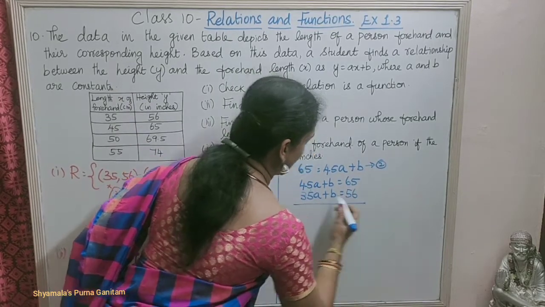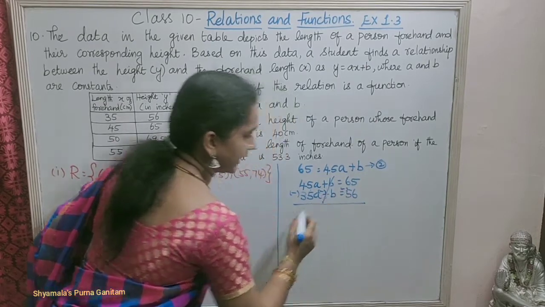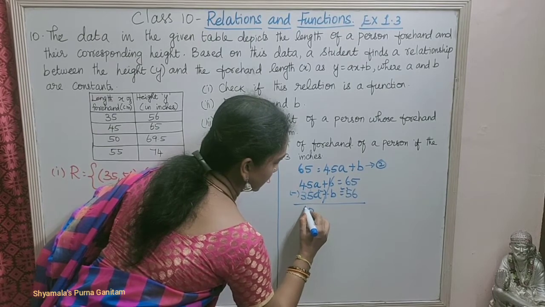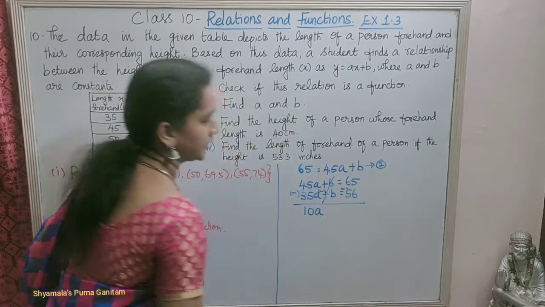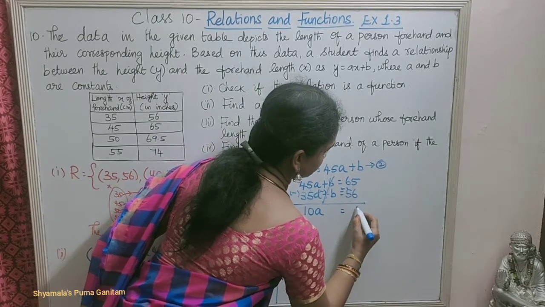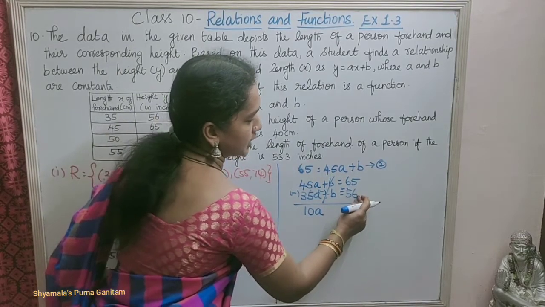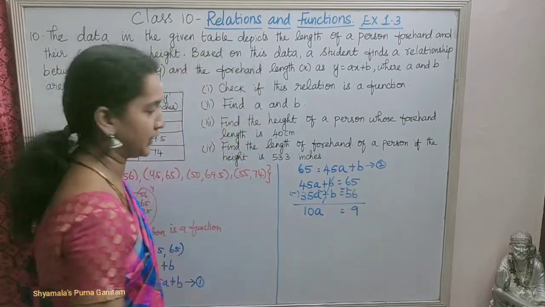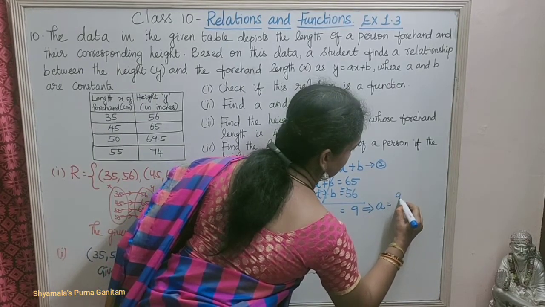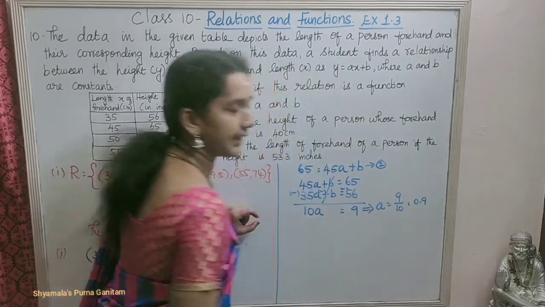Okay, so these two, when I subtract these two equations, this b will get cancelled. So the remaining, these two have different signs, so it has to be subtracted. So 10a is equal to, this one is 9. We'll get plus 9 here. So 56 plus 9 is 65. So the a value here is 9 by 10. So that is equal to 0.9. So this is the a value.